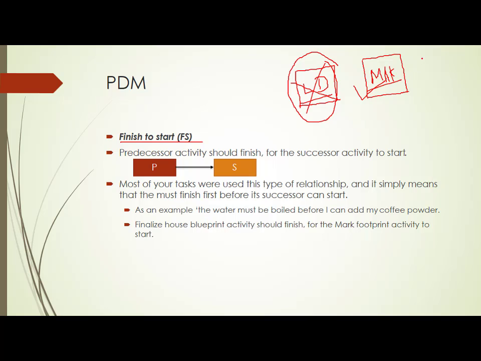After the marking is completely finished, then only I can start digging. After digging is completely finished, then only I can go for putting the iron. After putting the iron is completely finished, then only I can put the stones. So that means all these activities have finish to start. That means the predecessor activity should be completed before starting the successor activity. This is the meaning of finish to start relationship. So you can identify such relationships in your project.